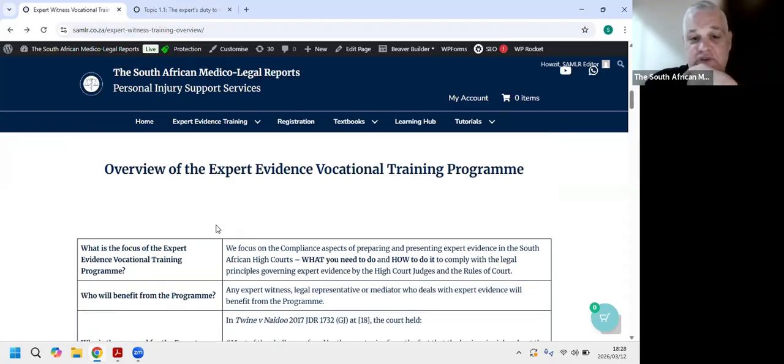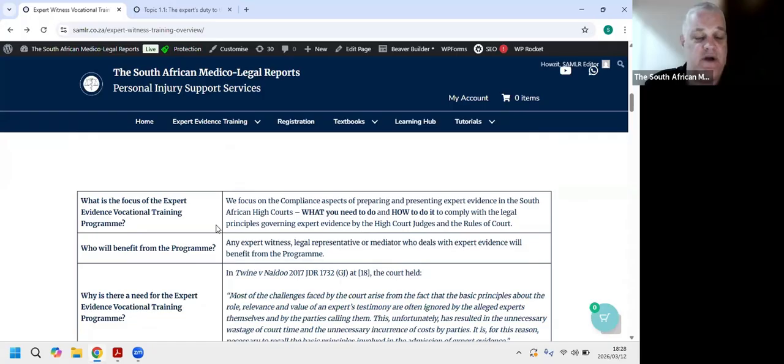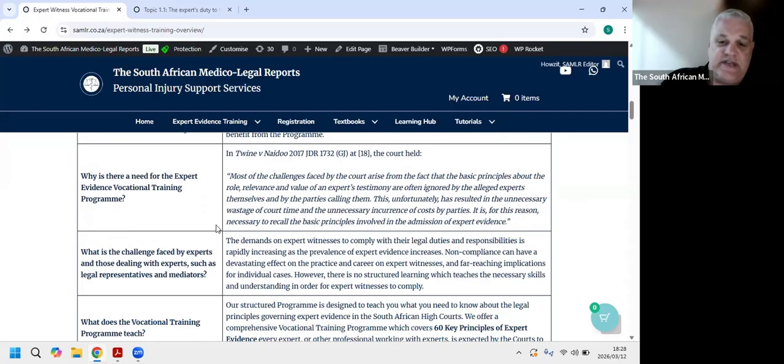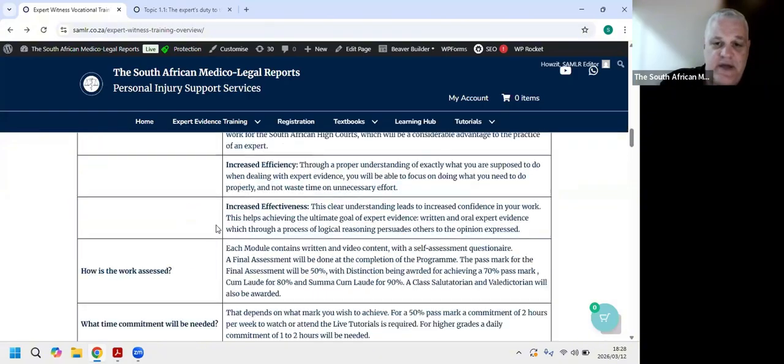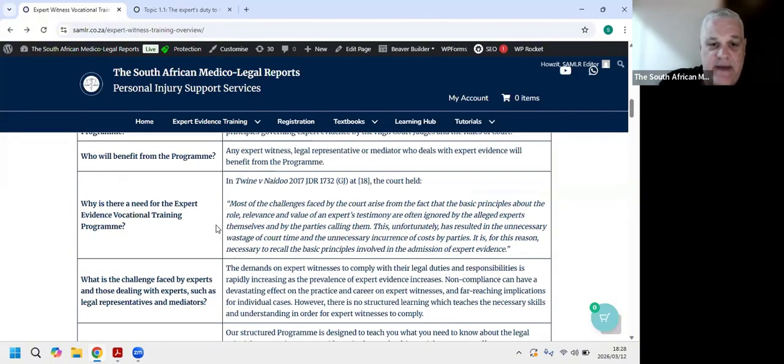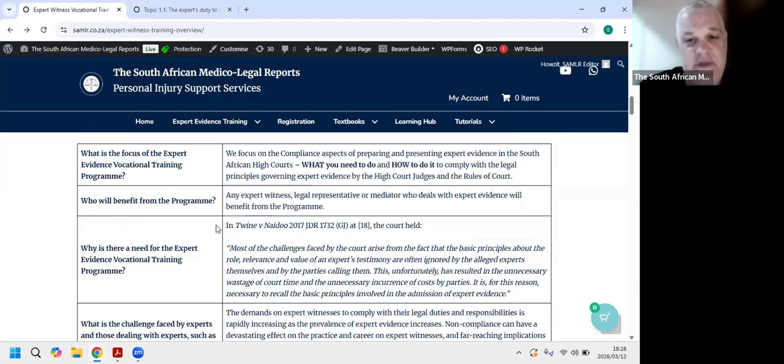Let's just get to the overview of the Expert Evidence Vocational Training Program. It's quite a lengthy overview. I'm just going to scroll through it, so you'll see that there's quite a bit, but I am going to take you through the overview, and then we will finish off by looking at the program itself and how it's structured and how to go about on a daily and weekly basis getting the most out of that program.